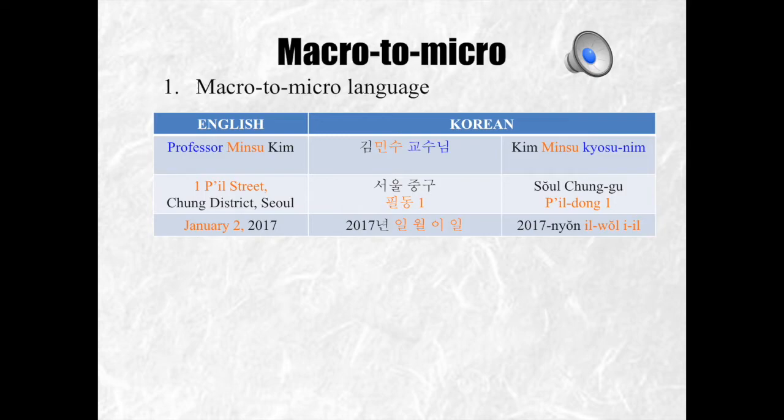Korean is also a macro to micro language. What it means is that when you talk about things like address and the date, we start with the biggest thing and then we gradually go down. In English it is exactly the opposite. So for example, if you're referring to addressing your professor, you'd say Professor Min-soo Kim. Look at the name. Min-soo in English is the first name, and the family name comes last. But in Korean, it's Kim Min-soo 교수님. Kim, last name first, Min-soo, first name, next.